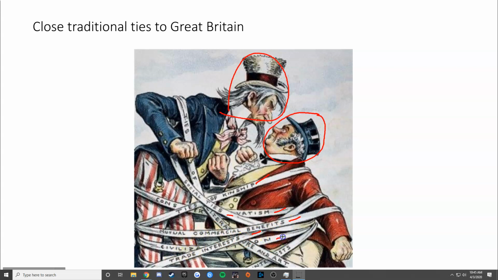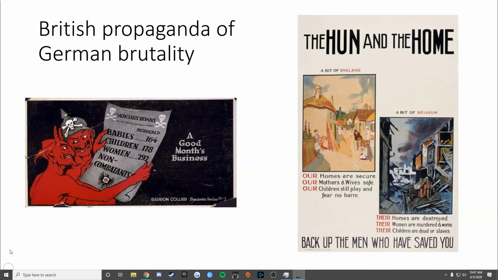Our civilizations are very similar. So we're all kind of tied together with respect to the British. So that's another reason why we might go on the side of the Allies. Another factor pushing Americans to war is British propaganda.